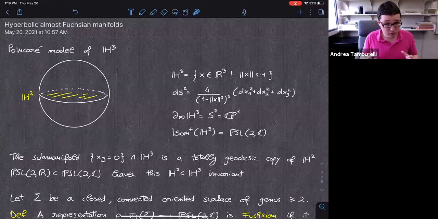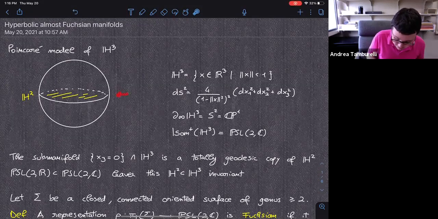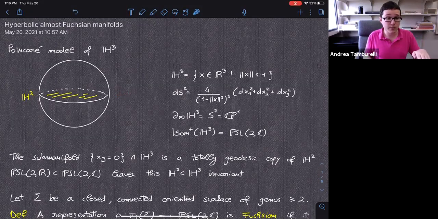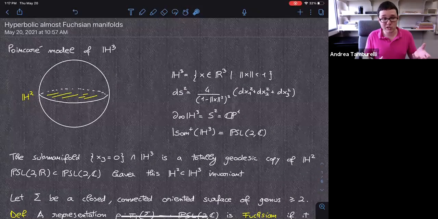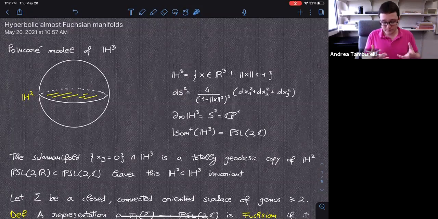Another fact that I'm going to use in the talk is that if you consider these submanifolds, so you intersect the plane x3 equals 0 with the unit ball, you obtain a totally geodesic copy of the hyperbolic plane inside H3, and the group of isometries that preserve this totally geodesic copy of H2 is isomorphic to PSL2R. And now PSL2R is exactly the group of orientation-preserving isometries of H2 and is going to act by Möbius transformations, so by isometries, on the totally geodesic copy of H2.